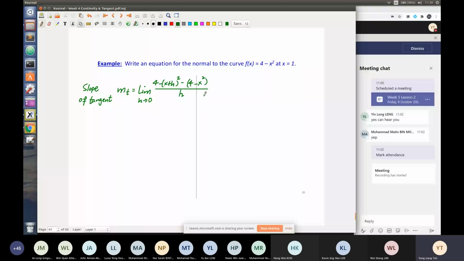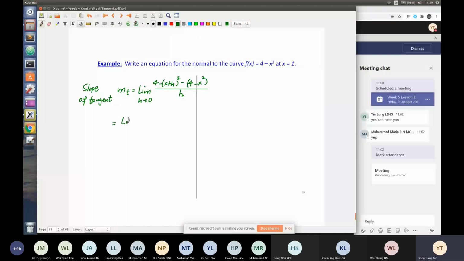I'm going to do a shortcut, because I don't want to redo everything again. Since we just now already found out the gradient for x squared, instead of messing with this, why not we make use of the result that we obtained previously? So let me show you what I mean. If you look at this, it's actually comprised of two terms. So this is equivalent to the limit.